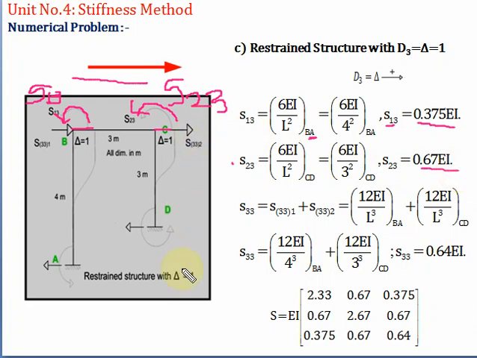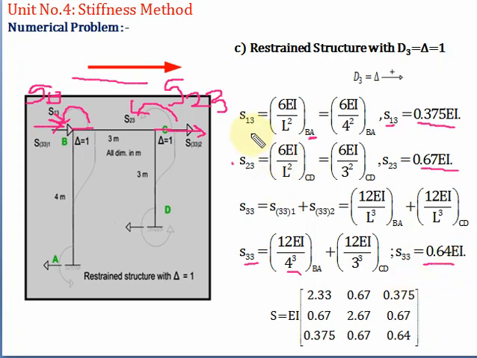Now here delta will be 2, one for member BA and the other for member CD. That value will be 12EI upon L square. So here we have written S33. This is the first and this is the second, so this will be S33 for member BA and this will be S33 for member CD. The value is 12EI upon L square for each. What is the length of member BA? 4. What is the length of member CD? It is 3. So from this we'll get the value of S33 as 0.64.